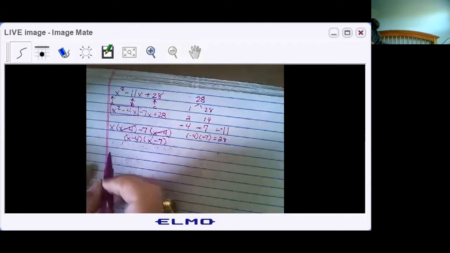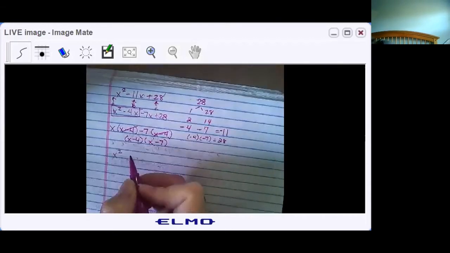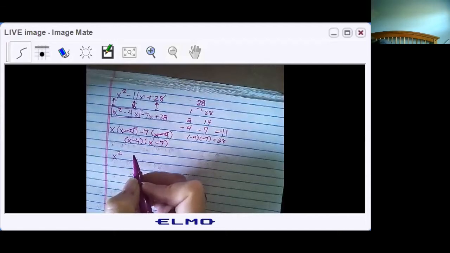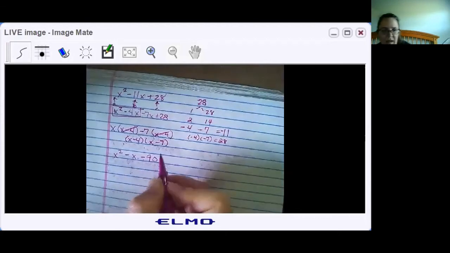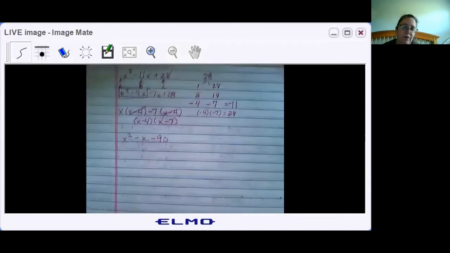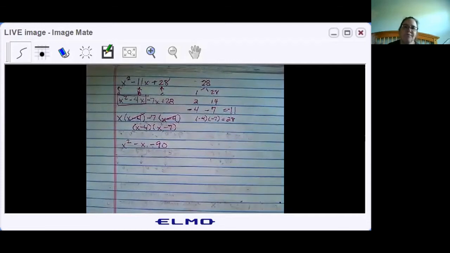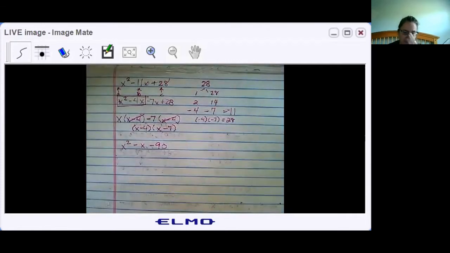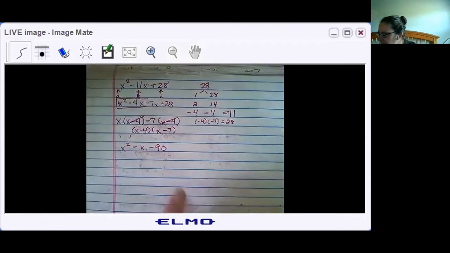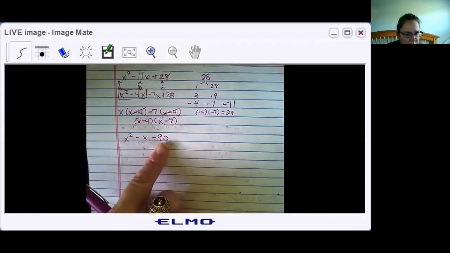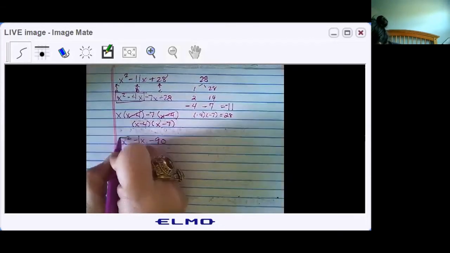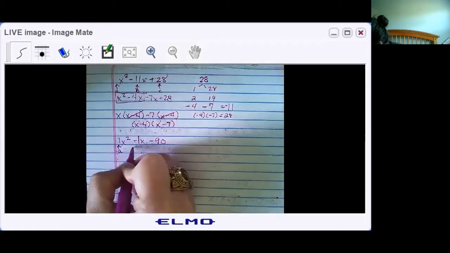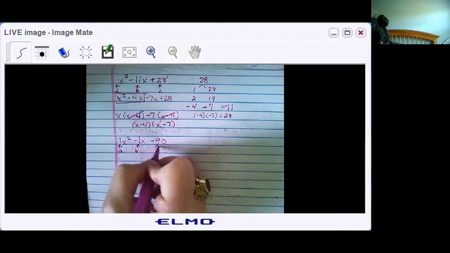Let's try x squared minus x minus 90. Now, I know, y'all, the bigger the number, the scarier it looks. But we take every number just the same. What combination of numbers can I multiply together to give me 90, and then add or subtract to give me 1? So I've identified my A, my B, and my C.